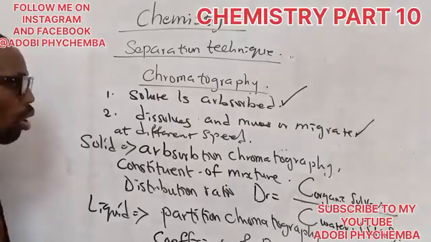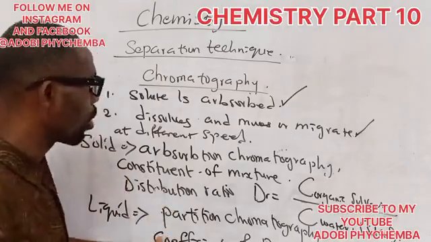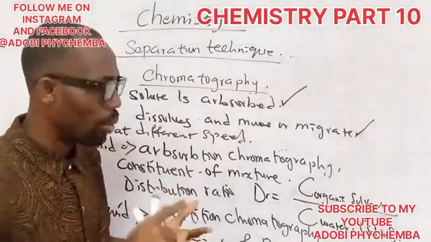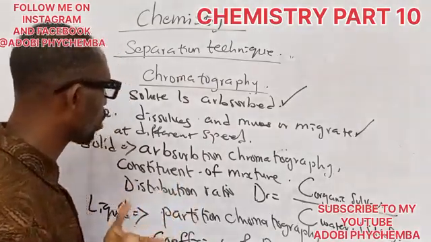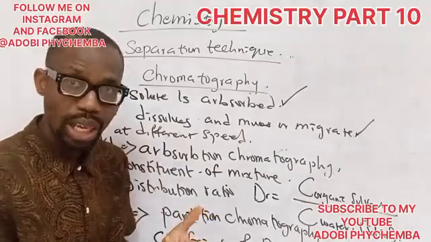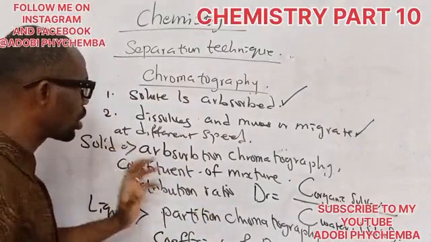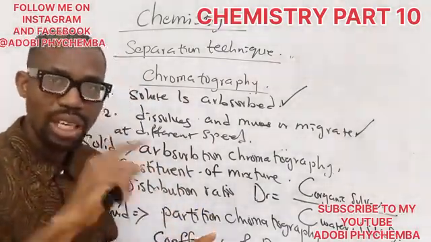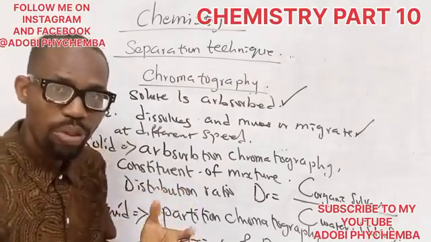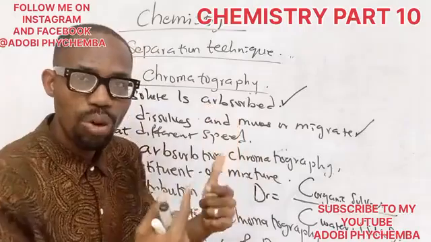Coefficient of what? Of partition. Is that taken? So don't forget, I told you chromatography has to do with the separation of complex mixtures, colored and colorless substances. It is based on the principle that once the solute or the substance is placed on an absorbent medium, it can migrate at different speeds. And I told you there are two phases in chromatography: the stationary phase and the moving phase. The stationary phase is the phase in which the solute is absorbed. The moving phase is the phase in which the mixture dissolves and then migrates or moves at different speeds.